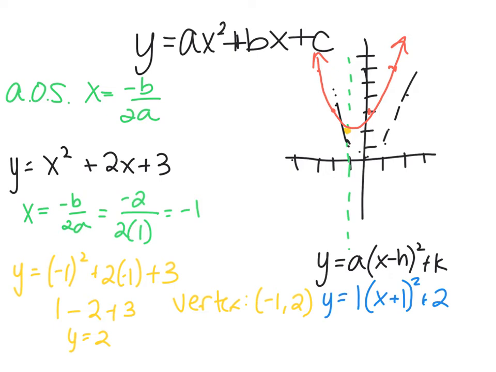So do you see these two equations? This equation right here, y equals 1 times x plus 1 quantity squared plus 2, and y equals x squared plus 2x plus 3, they're the exact same equation. One's in standard form, one's in vertex form.